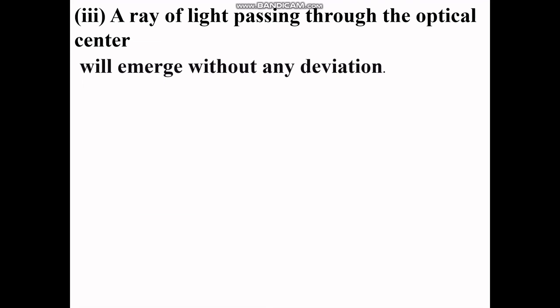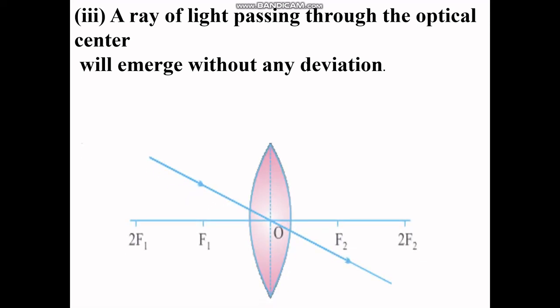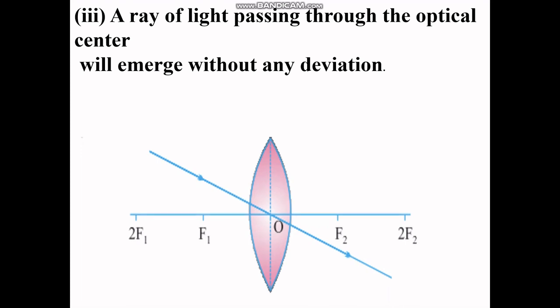Third, a ray of light passing through the optical center will emerge without any deviation. If you may recall, this was how the optical center was defined, that it is a point in the lens through which the light will pass undeviated. So here, this is a ray of light which is passing through the optical center and it is coming out undeviated.